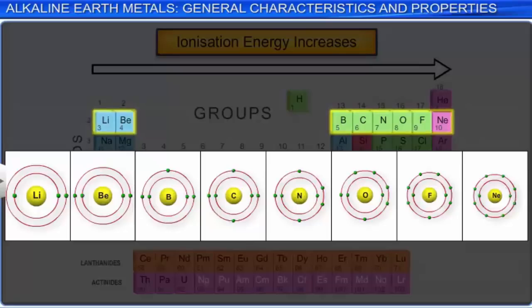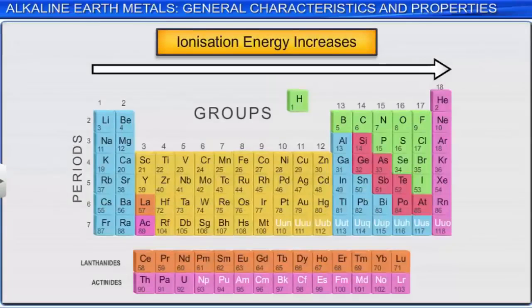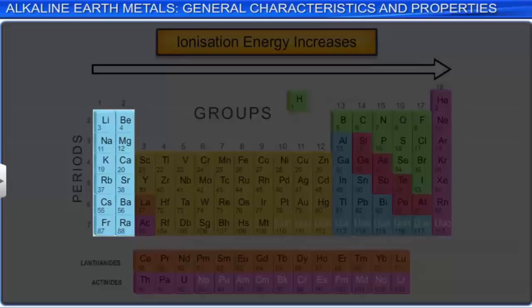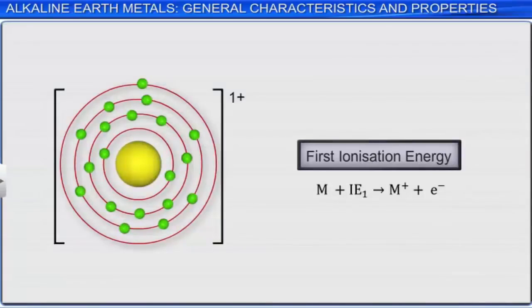The second ionization energy is the energy required to remove the second electron, once the first electron has been removed, as indicated in the equation here. Generally, second ionization energies are higher than first ionization energies.